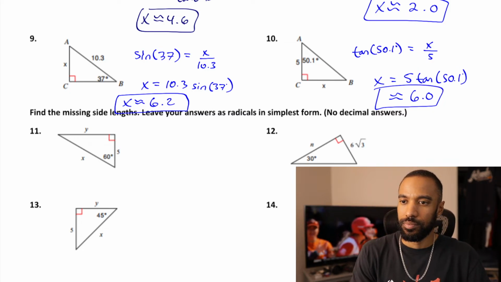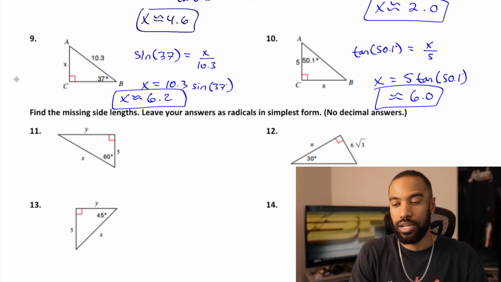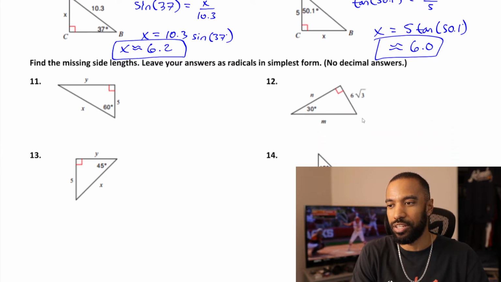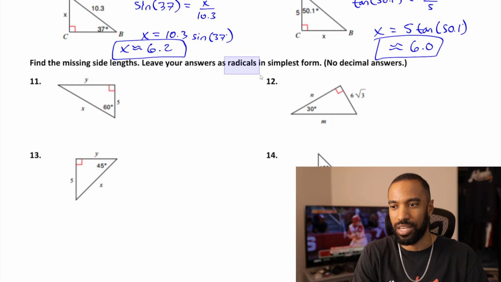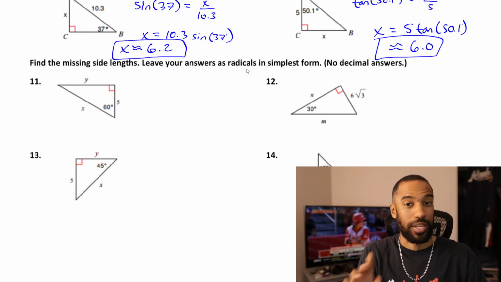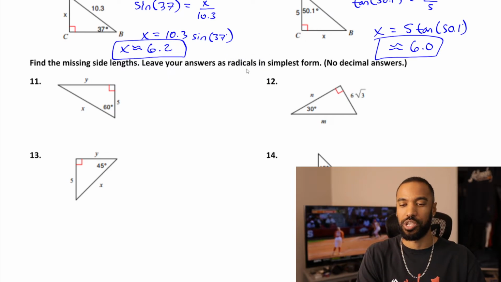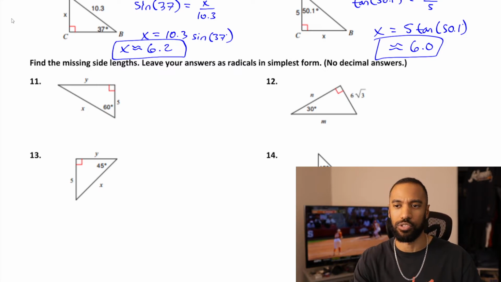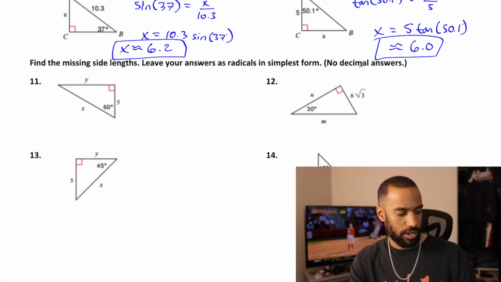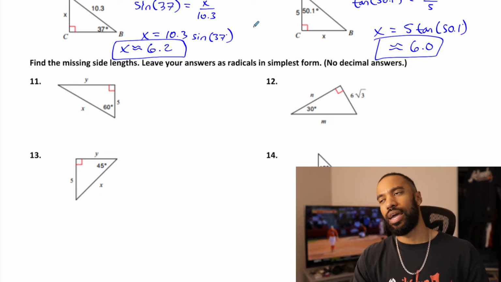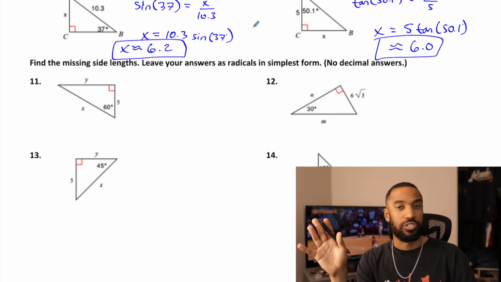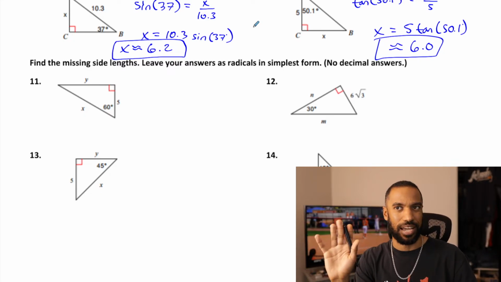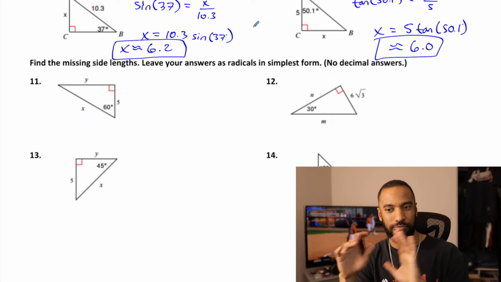Okay. More trig. You could use trig, but not really at the same time. No trig. No capes. This is more similar triangle stuff. Find the missing side lengths. Leave your answers in radicals in simplest form. No decimal answers. That means no calculator, no trig, no capes. If you did know what the sine of 60 was, then you could technically use trig. But the idea is going to fall in a different way.